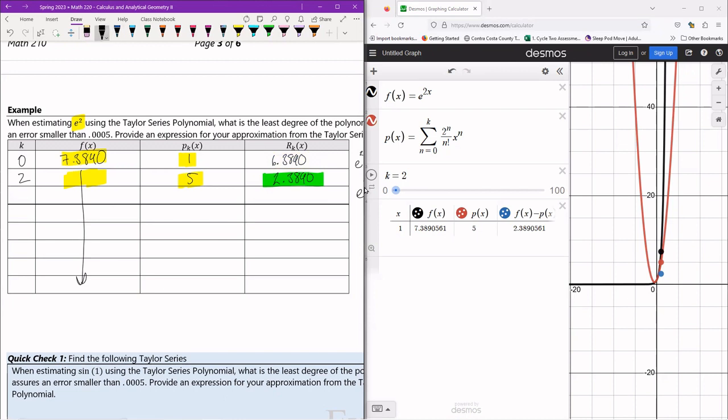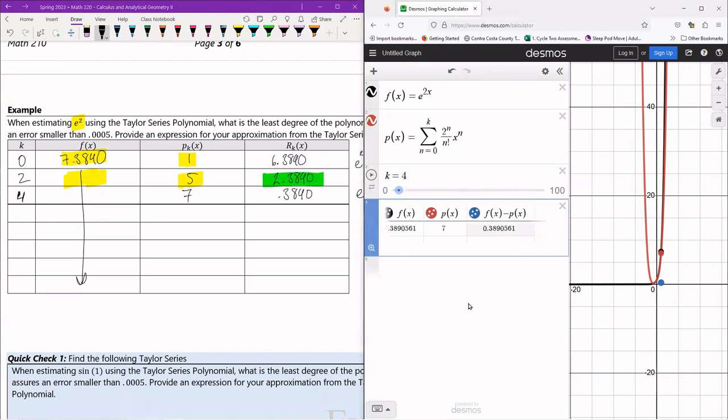Let's do a jump. Let's go to 4. So now my f of x is still the same, my p of k is 7, and now my difference is 0.3890. I'm taking it from this last column right here. Got it? So if you take a look, look at what's happening. My remainder between the function and the Taylor series polynomial at 4 has gotten smaller. I'm going to do it again.